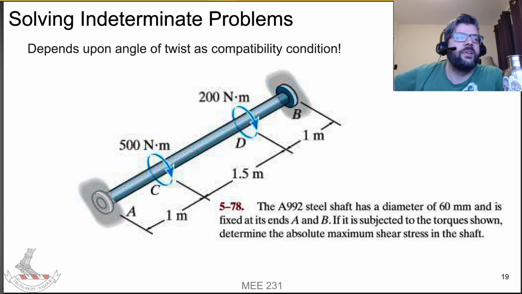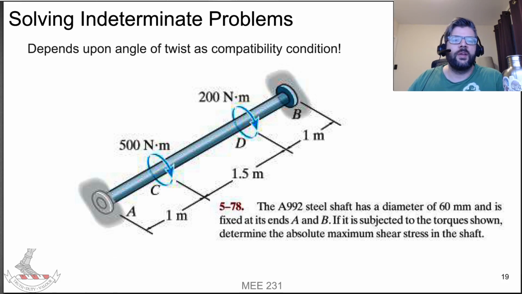So in this instance, we have this A992 steel shaft. That's stainless steel. It has a diameter of 60 millimeters, fixed at both ends, and at a point 1 meter from either side, we have a 500 Newton meter and a 200 Newton meter torque applied to it, both of those in the same direction. And then we want to figure out what sort of maximum shear stress actually occurs in this shaft.